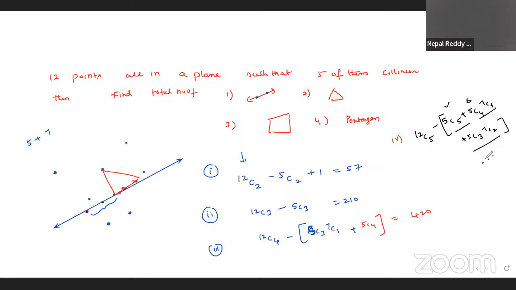3 points on the straight line, 2 other, gives a quadrilateral. So you have to remember straight line, triangle, quadrilateral. So 12C5 minus the remaining 5C5, 5C4 into 7C1, 5C3 into 7C2. Therefore, 12C5 value is 792. Next, minus 5C5, value 1. 5C4 into 7C1, that is 35. 5C3 into 7C2, value 210. So finally, if you simplify this, you will get 546. Next, we will discuss another question.